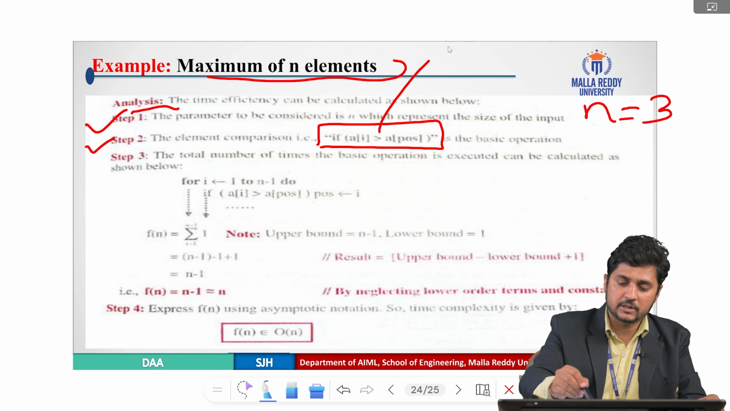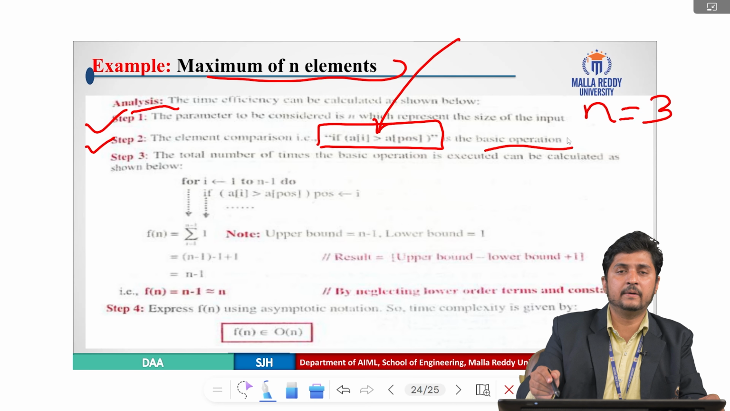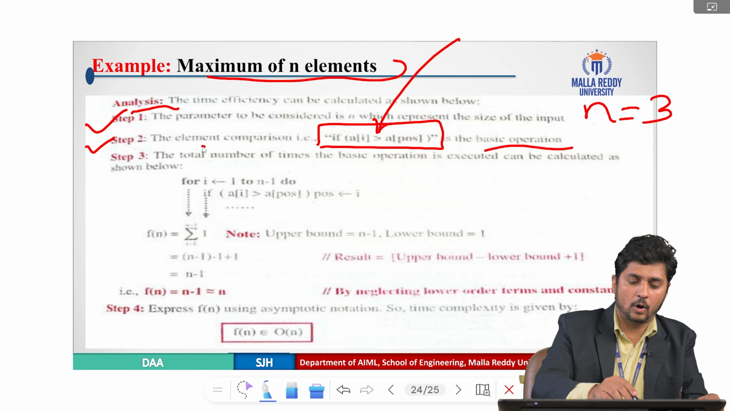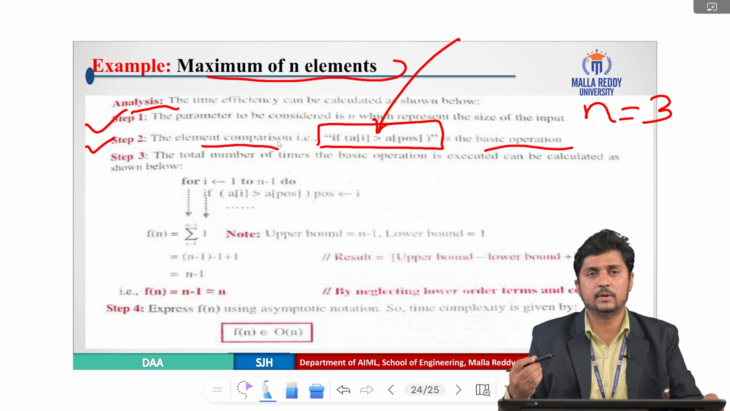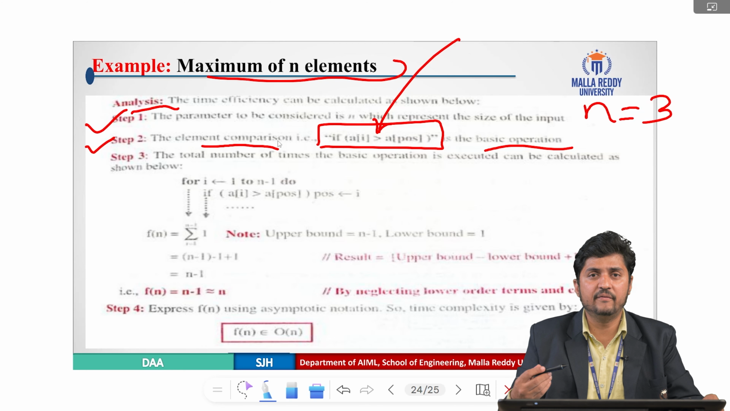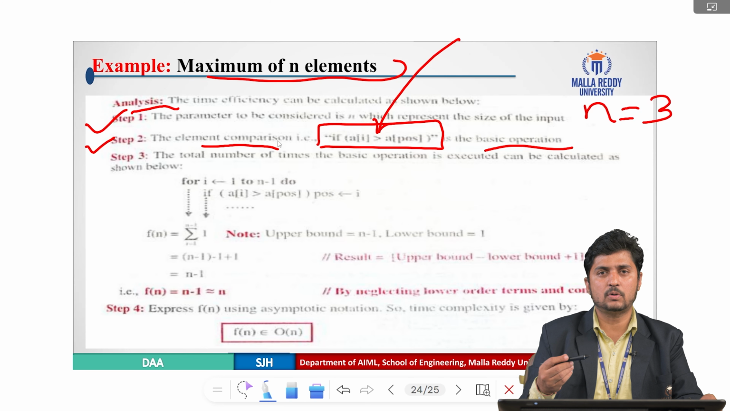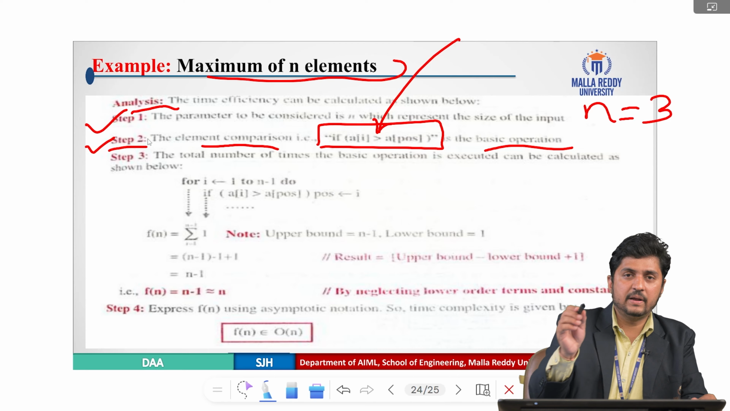In that, what operation are we performing? A comparison. So the operation name we need to change: instead of calling it a basic operation, we call it the comparison operation. Here our basic operation name is comparison operation. This is how we need to identify the basic operation in any algorithm. The hint to identify the basic operation is that it will always be present in the innermost loop in our programming language.